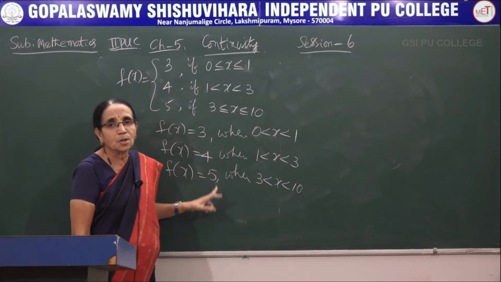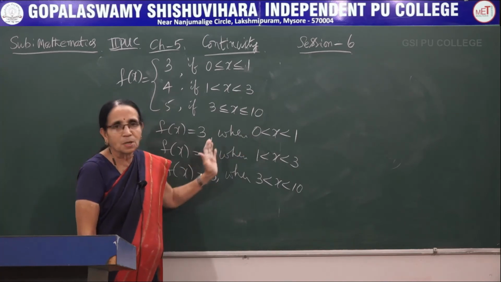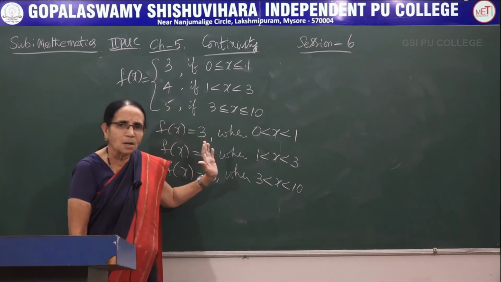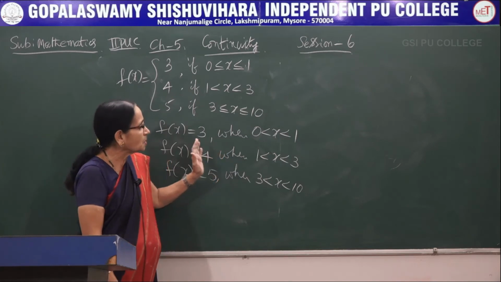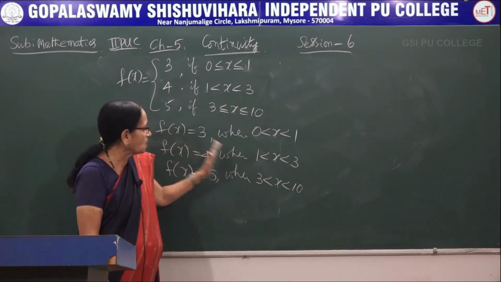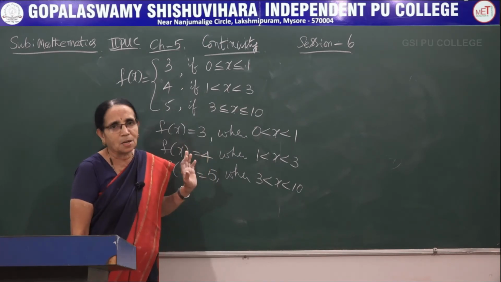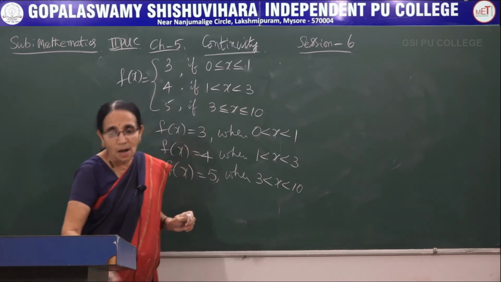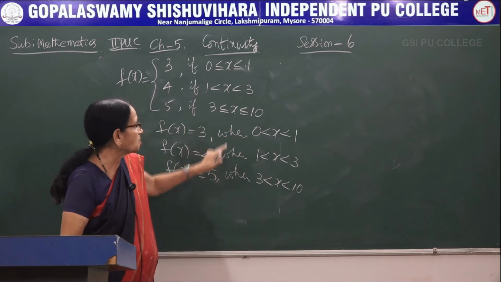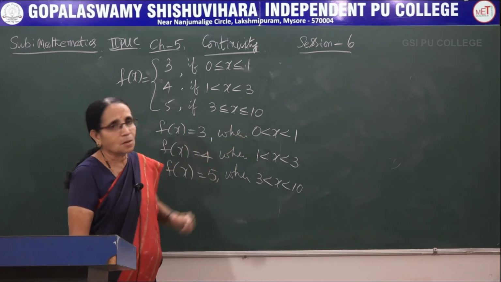Suppose we had 3x, 4x, 5x, we should have calculated the left hand limit, right hand limit, all those things. But when you take the strict inequality, the values are exactly equal to 3, 4 and 5 respectively. Therefore, being a constant, it will be continuous in all these open intervals.